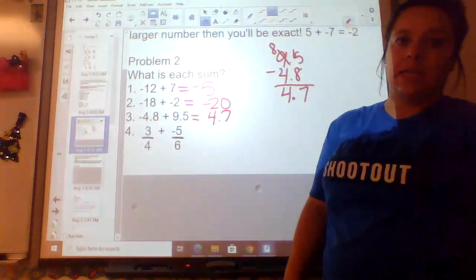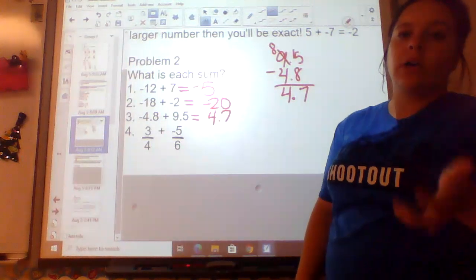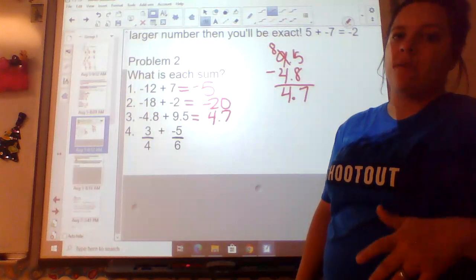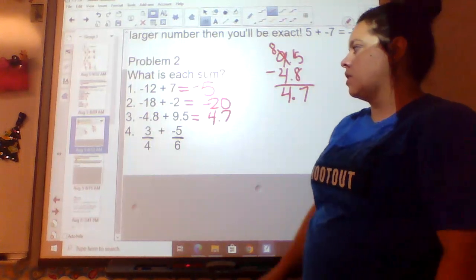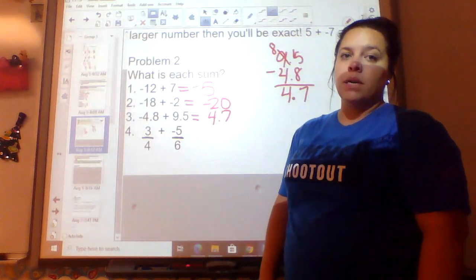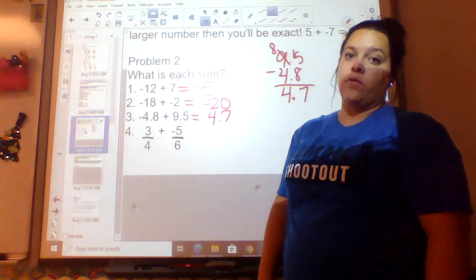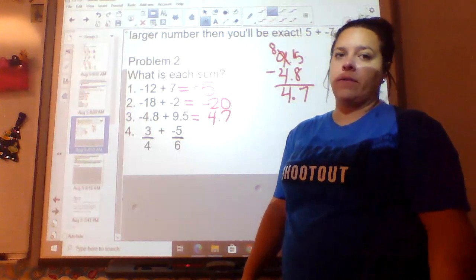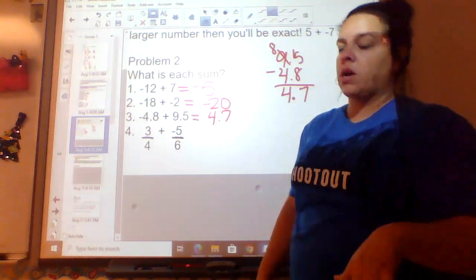Ooh, fractions. So we just did on our bell work that the fractions, I have to have a common denominator. So let's look at the denominator here. 4 and 6. Common denominator would be 12. You could make it 24, but you have to reduce it at the end. So that's why I'm just going to go with 12.